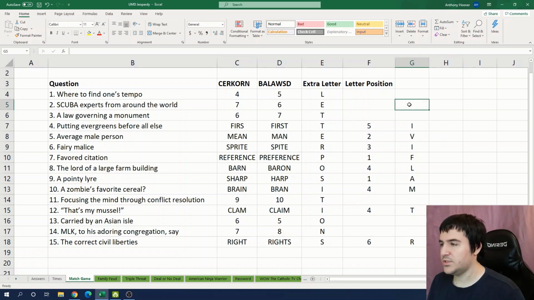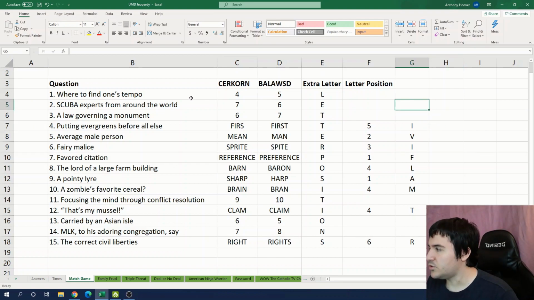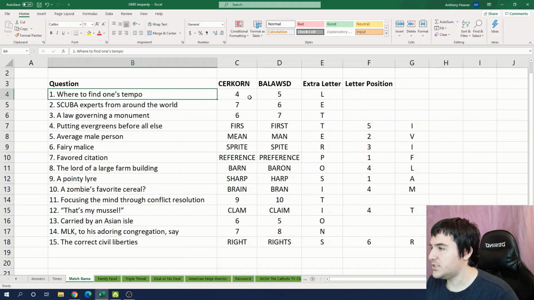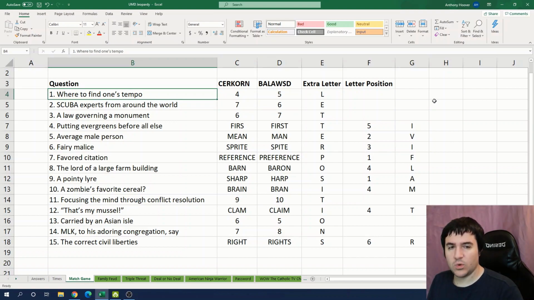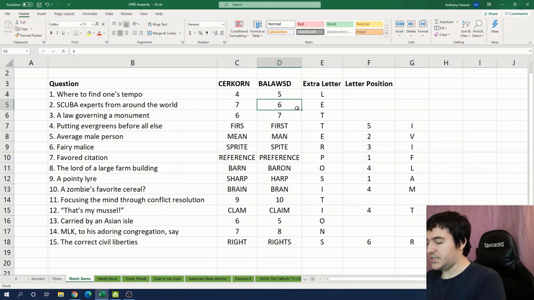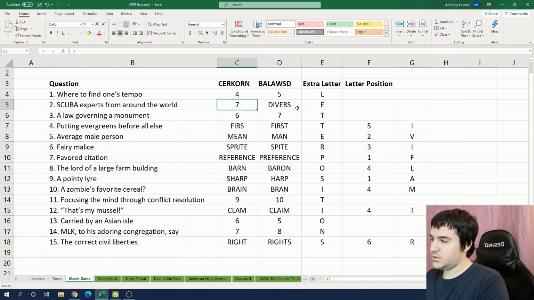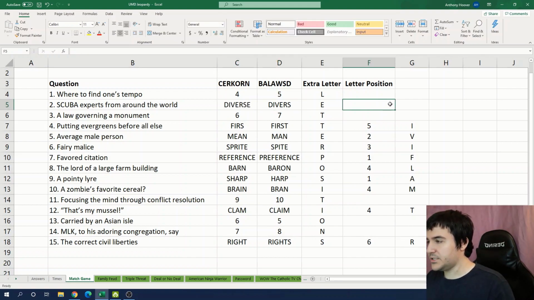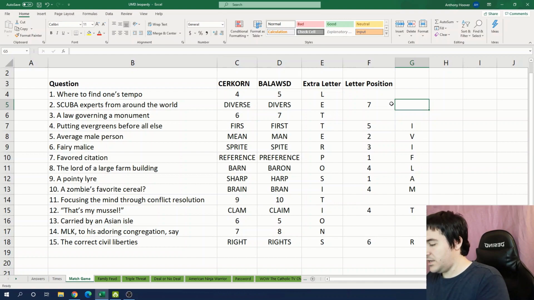So let me see if I can get one or two of these other answers, especially towards the top. Where to find one's tempo? Tempo could be pace or speed. There's also scuba experts from around the world. Oh, okay, so I'm pretty sure this is divers. And diverse? Yeah, so diverse adds an E to the end. Okay, and that's the E for letter position, and that E is added in the 7th position, which gives us an X?